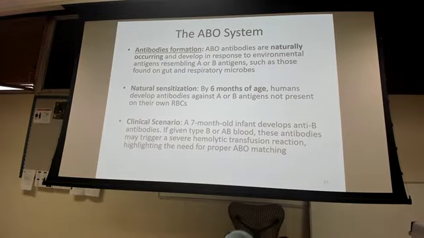All right, so this is another slide I'm probably going to test y'all on. Antibodies are formed. ABO antibodies are naturally occurring and develop in response to environmental antigens that resemble A or B antigens. This next one here, this natural sensitization, I probably will come up with a question on that. By 6 months of age, humans will develop antibodies against A or B antigens not present on their own red blood cells. And that clinical scenario looks really good.